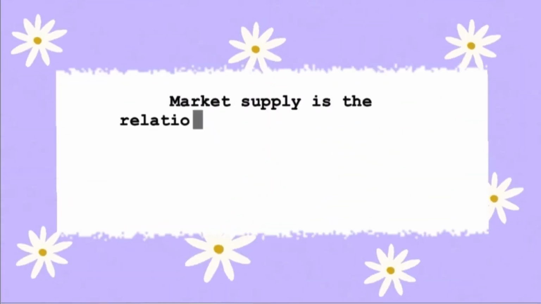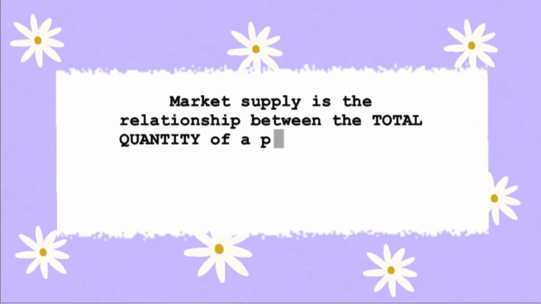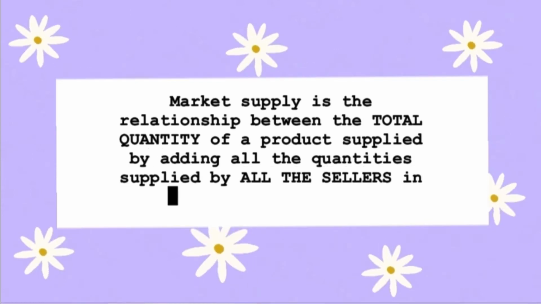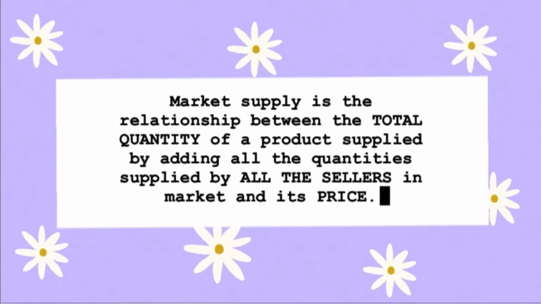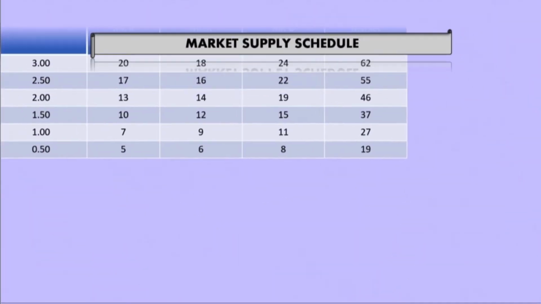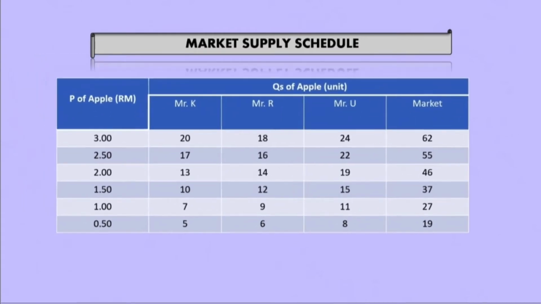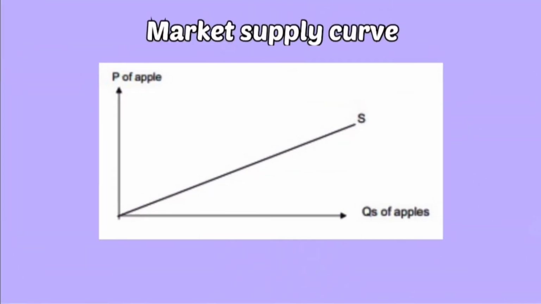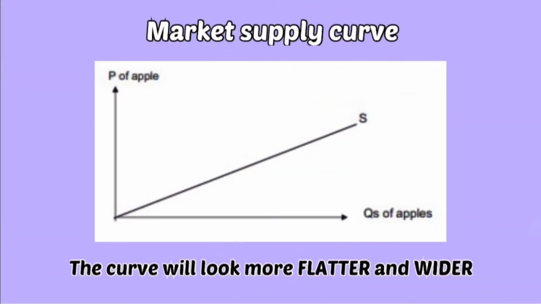Market supply is the relationship between the total quantity of a product supplied, found by adding all the quantities supplied by all sellers in the market, and its price. Here is an example of a market supply schedule. We need to add all the quantities from all sellers and that amount will be plotted on the supply curve. For market supply, the curve will look flatter and wider.